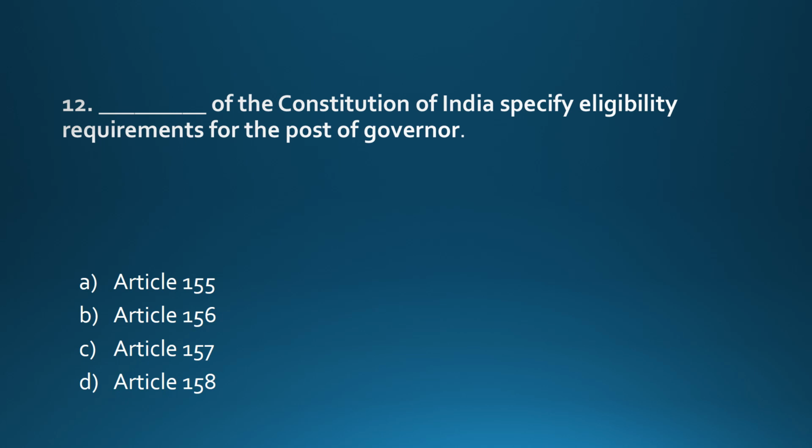Question number 12. Which article of the Constitution of India specifies eligibility requirements for the post of governor? Option A. Article 155. Option B. Article 156. Option C. Article 157. Option D. Article 158. Correct answer is option C. Article 157.